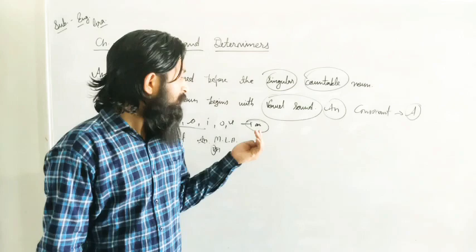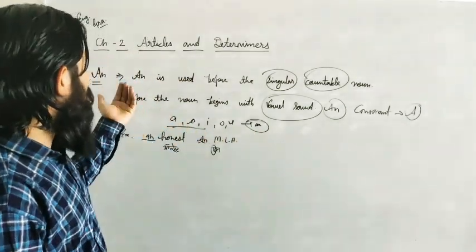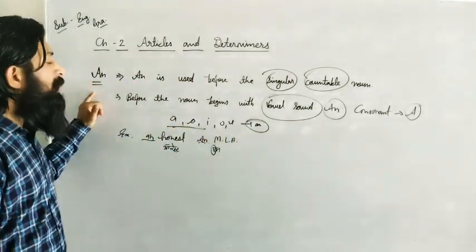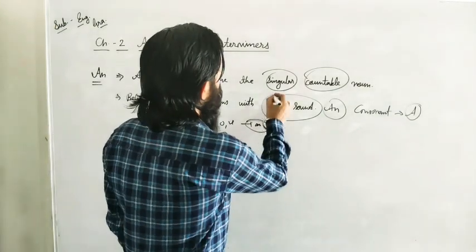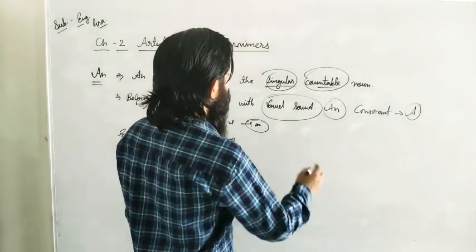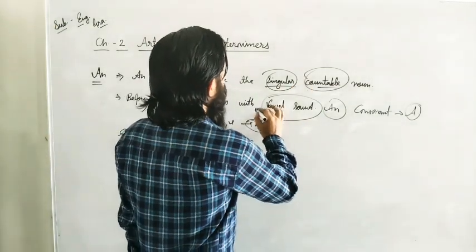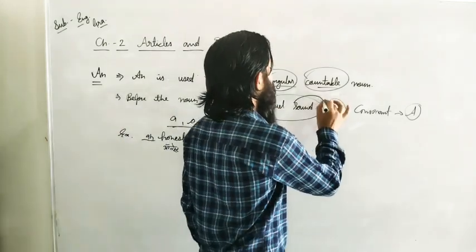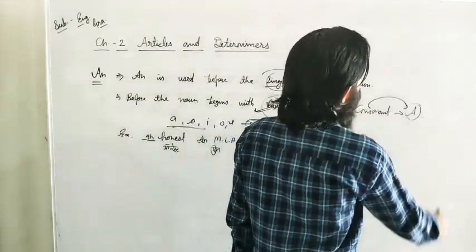We can classify 'a' and 'an' as articles. Both are used in singular and countable cases, and I already mentioned the major differences. With a vowel sound you have to use 'an', with a consonant sound you have to use 'a'.